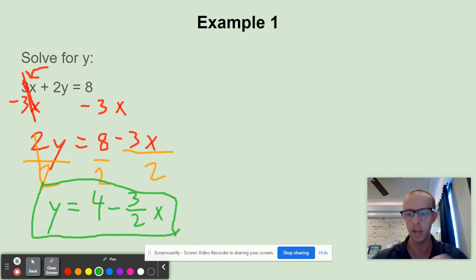I'm not getting a final number because when I have two variables, they're unknowns, and we can't figure them out with just one equation. So we have y equals 4 minus 3 over 2 x. That's our final answer here.